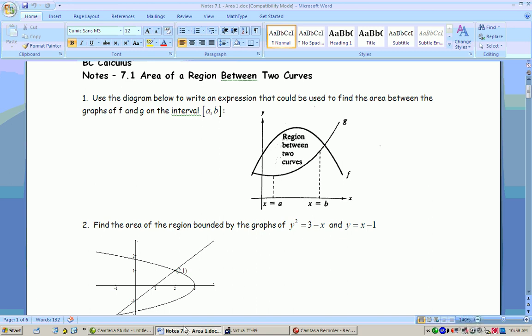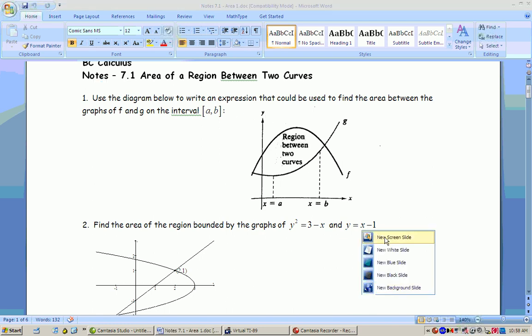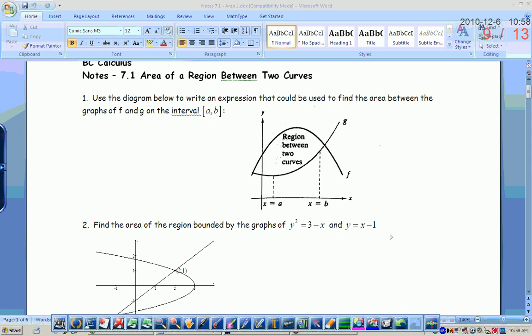Today we're going to talk about the area of a region that's between two curves. We've already talked about finding an area between one curve and the x-axis, but we're going to take it a step further. So if I wanted to, use the diagram below to write an expression that could be used to find the area between the graphs of f and g on the interval between a and b.